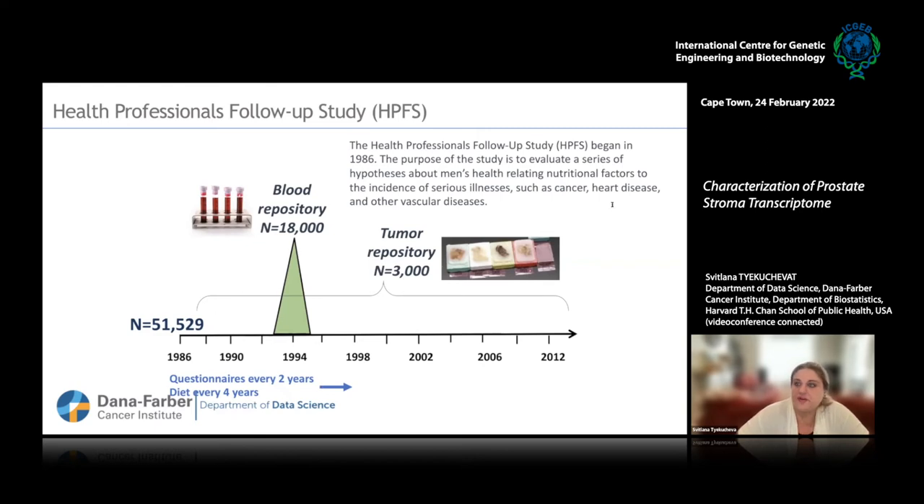And they report the incidence of cancer. So about 3,000 tumor blocks were collected from those cohorts. All these men didn't have prostate cancer at the baseline. There is a big blood repository, a lot of which will be precancer bloods as well. And then as they develop prostate cancer, their tumor blocks are requested and the tumor repository is constructed.